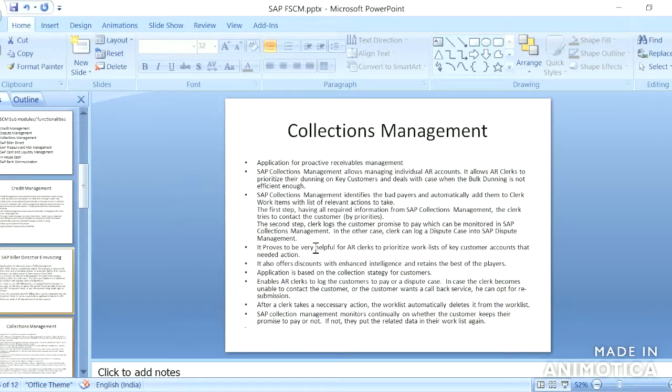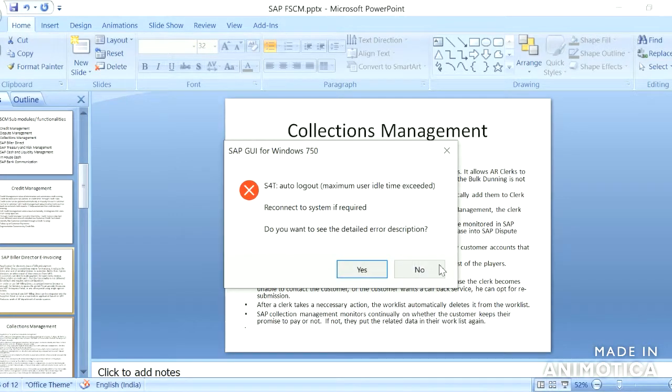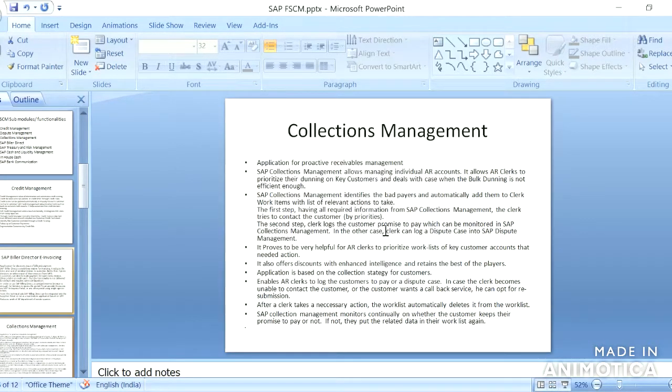And what is the second step? The clerk logs the customer's promise to pay, which can be monitored in SAP Collections Management. So he will contact the customer and the customer will say, this is the date I will pay. So he will raise a promise to pay. In the other case, the clerk can log a dispute case into SAP Dispute Management.